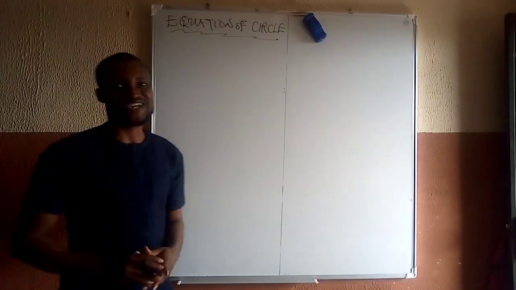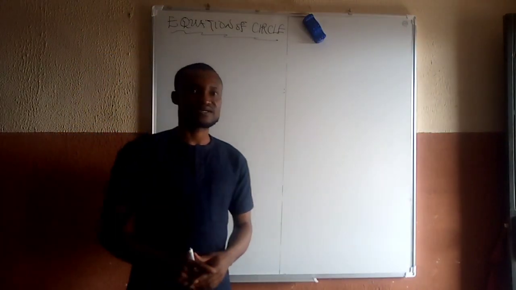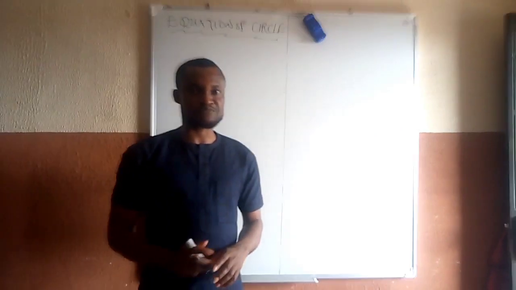Today we are going to look into equation of a circle. So what is this circle? Circle is a locus of a point equidistant from a fixed point.